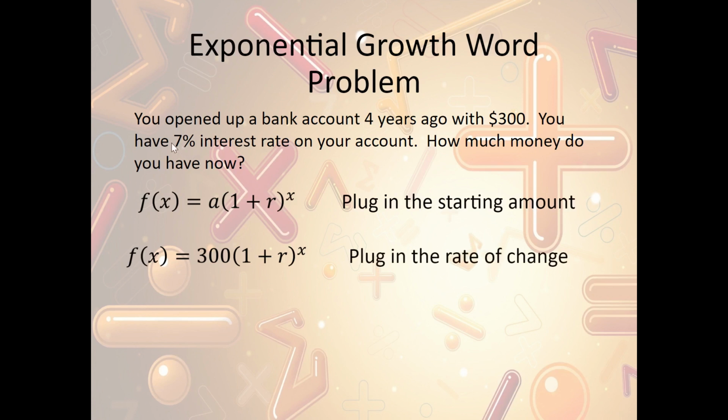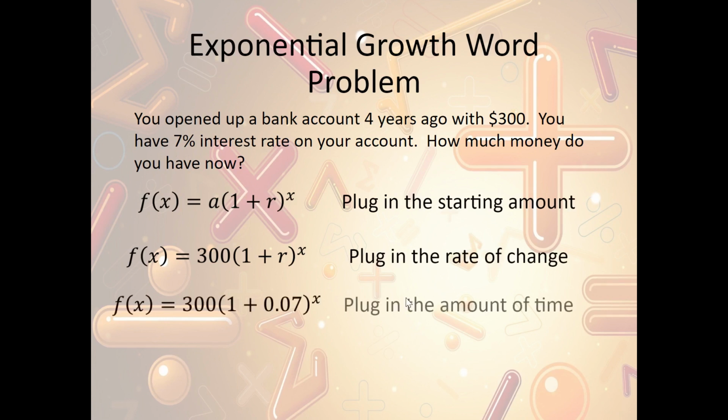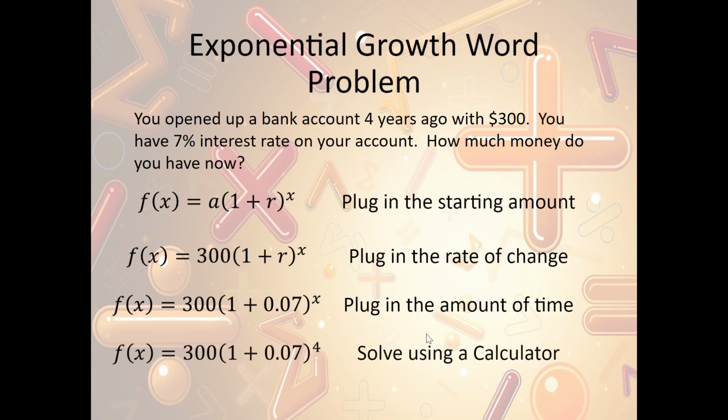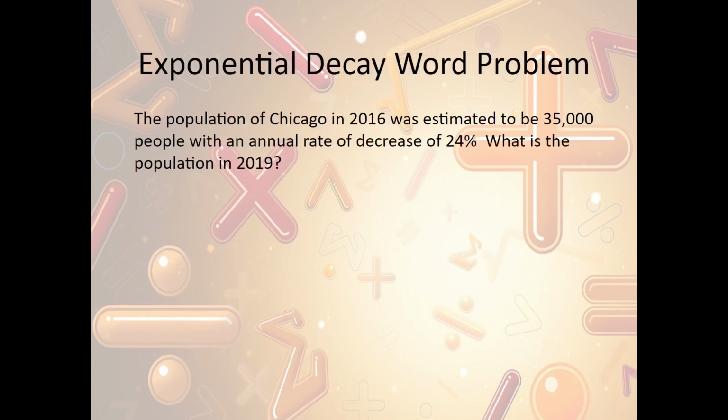So we move the decimal back 2 places. So that's 0.07 is our rate of change. And then we're going to go by the amount of time. We're going to plug that in. The amount of time was 4 years, so we plug 4 in for x, and then we solve using a calculator. And when we do that, we end up with $393.24.